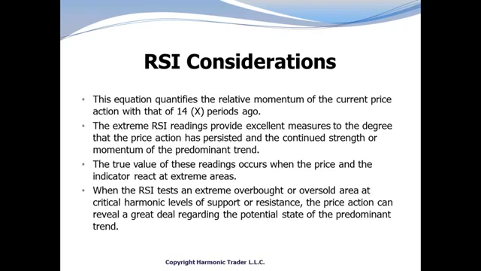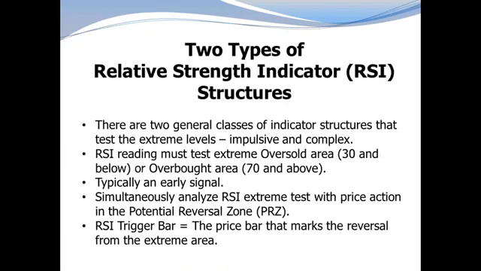The true value of these readings occurs when the price action and the indicator react at extreme areas. When the RSI tests an extreme overbought or oversold area at critical harmonic levels of support or resistance, that is, pattern completion points, the price action can reveal a great deal regarding the potential state of the predominant trend.